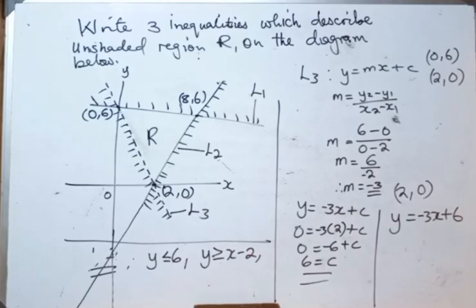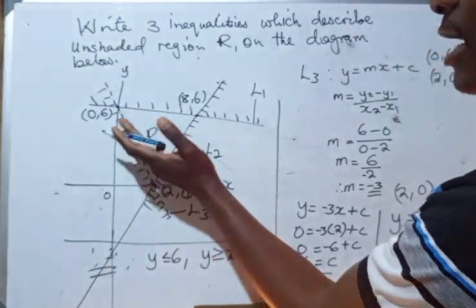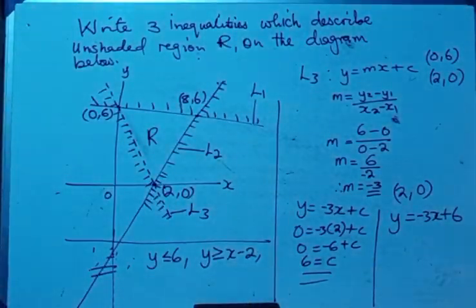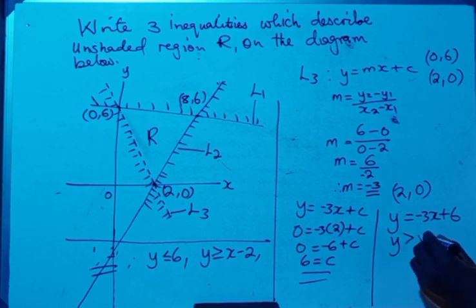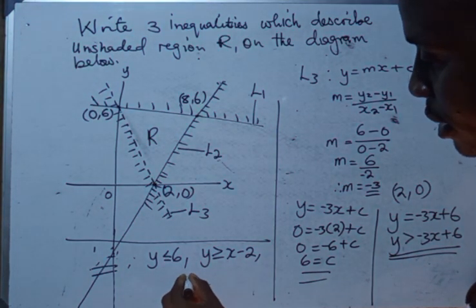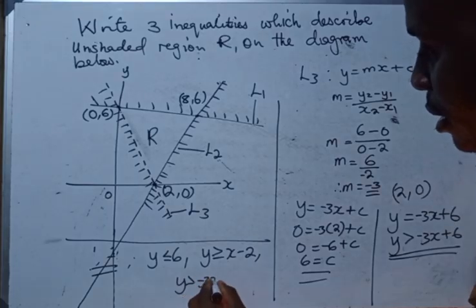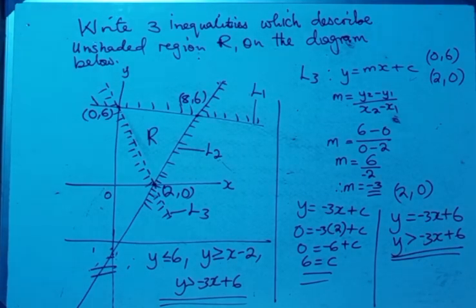What symbol are we going to use? Let's look at the subject as usual. The subject is y. This line here crosses the y-axis there. Where is the other? It is on top. It is not at the bottom of the point where it is crossing the y-axis. Therefore, we shall say y is greater than negative 3x plus 6. These are the three inequalities. Thank you so much.